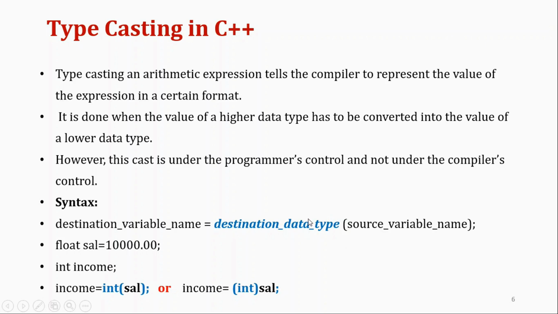So we'll take this example as it is. The destination type is integer, which means I want to convert the sal into integer type. Sal is originally a floating point number, 10,000.00, and I'm having an income as an integer. So income is equal to typecasting int, converting the salary, 10,000, into an integer value.